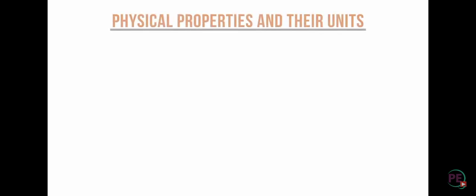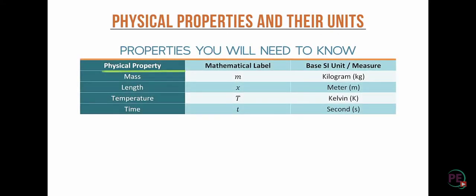The fundamental physical properties you will need to know for the TEAS are as follows: mass, length, temperature, and time. You can see that for each property there is a mathematical label, which is used in formulas, and the actual name of the corresponding SI unit or measure. Please feel free to pause the video and familiarize yourself with the information on this chart.